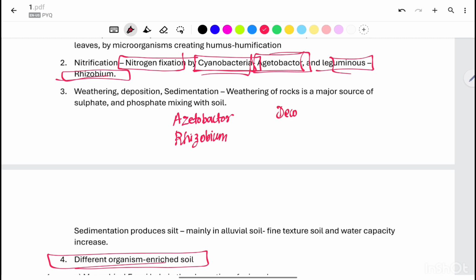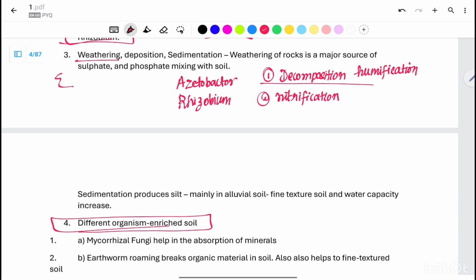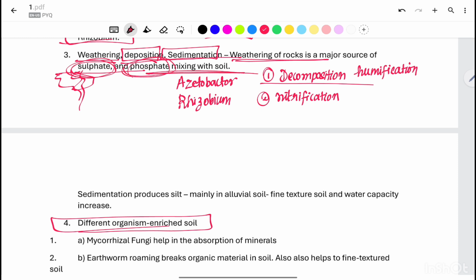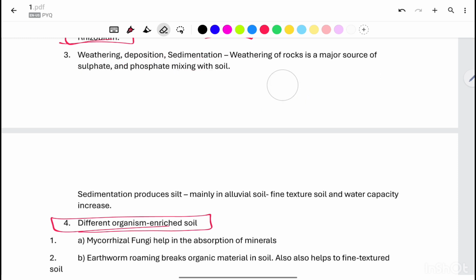The first one is through the decomposition. Second one is through nitrogen fixation. We also have another keyword called humification. Weathering, breaking of the rocks, is what we have as weathering. Weathering of the rocks is a major source of sulfate and phosphate mixing with the soil.